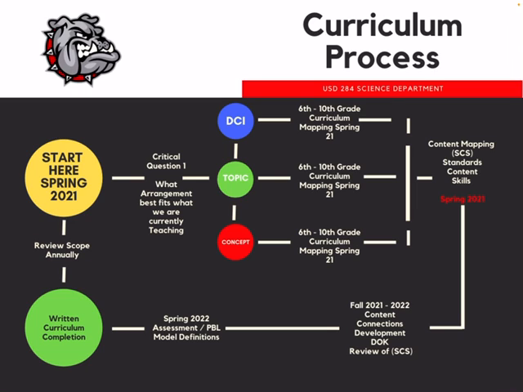Now, you'll see on this curriculum process chart that we're going to start here, and there's a first critical question: what arrangement best fits what is currently being taught in our 6th through 10th grade? I say 6th through 10th grade because we have Nancy Larson in place at the elementary, so if we had a change in faculty there, there would be something in place where the person coming into the classroom would have an idea of what should happen, when it should happen at each grade level. That is not the case at the high school.